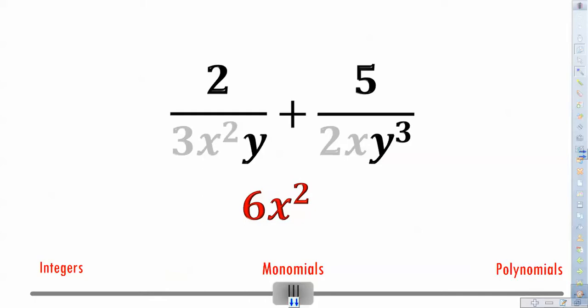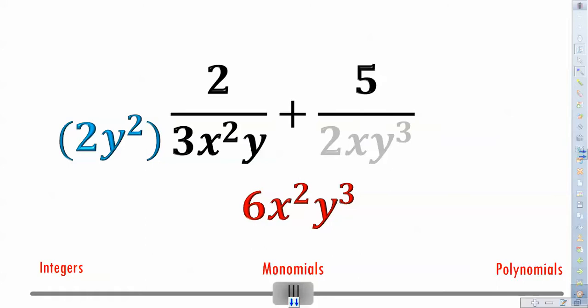Move on to the y's. We'd have to multiply this y here by 2 more extra y's, and then we'd have them saying the same things, y to the third. So our common denominator here is going to be 6x squared y to the third. So then we break it down even further. Just look at this one over here. What does this expression, this monomial, need to become 6x squared y to the third? Yeah, that 3 is going to need a 2, and that y is going to need 2 more y's.